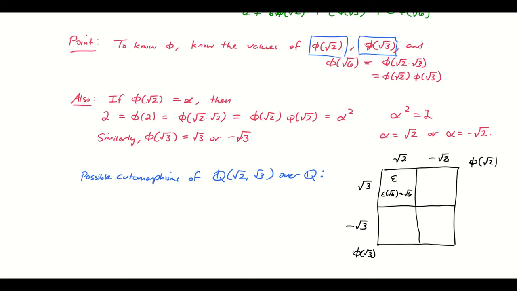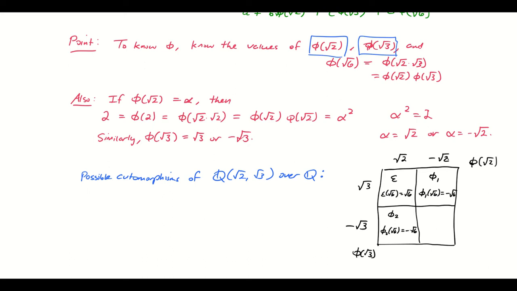All right, now I also have the one on the upper right where I'm sending root 2 to negative root 2 but leaving root 3 alone. Let's call that phi sub 1. Phi sub 1 sends root 6 to negative root 2 times positive root 3. That's going to be negative root 6. All right, so that's phi sub 1. I'm going to call this one on the lower left phi sub 2. That's the one that sends root 2 to itself, but root 3 to negative root 3. That one is also going to send root 6 to negative root 6, because again, I'm just taking the product of the image of root 2 times the image of root 3.